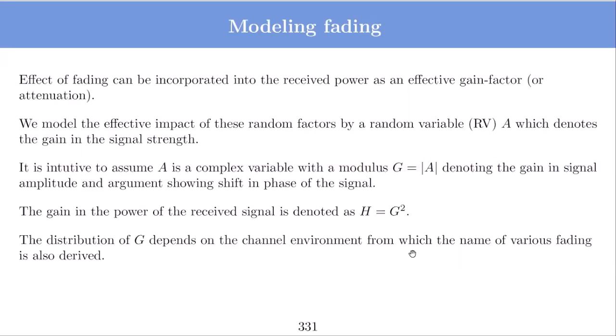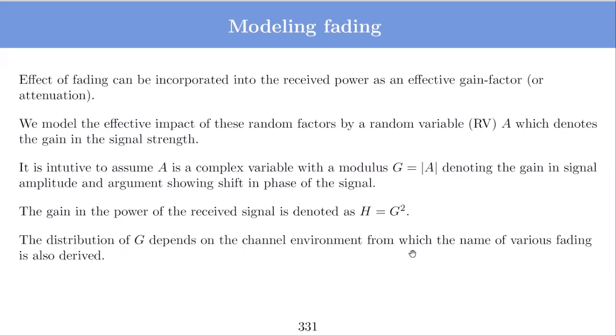The effect of fading can be incorporated into the received power as an effective gain factor or attenuation. Both are correct, because sometimes fading can give you a gain in the channel and sometimes it will give you a loss in the channel. We model the effective impact of these random factors by a random variable, A, which denotes the gain in the signal stream.